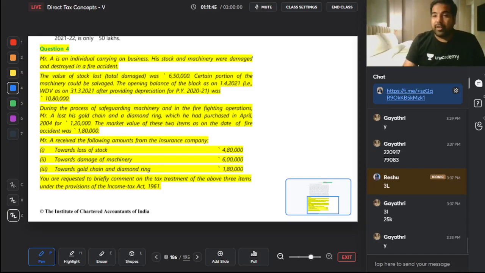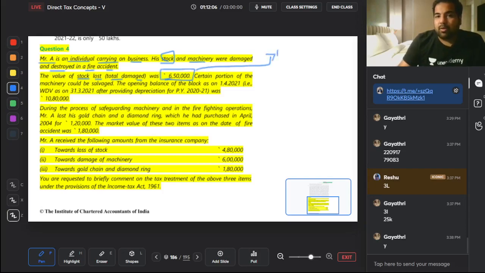Alright, so let's do this very conceptual question, guys. Mr. A is an individual carrying on business. So guys, if you're carrying on business, you have business assets. His stock and machinery were damaged and destroyed in a fire accident. The value of the stock lost, total damaged, was 6,50,000. Guys, this will be only and only a business loss. So this 6,50,000 is a business loss, 6.5 lakhs.